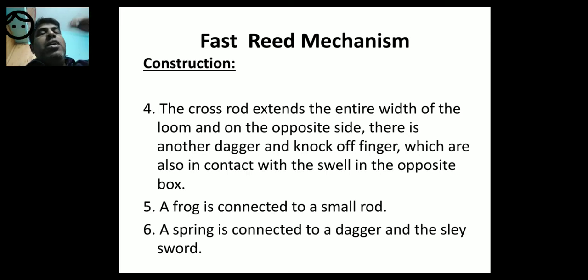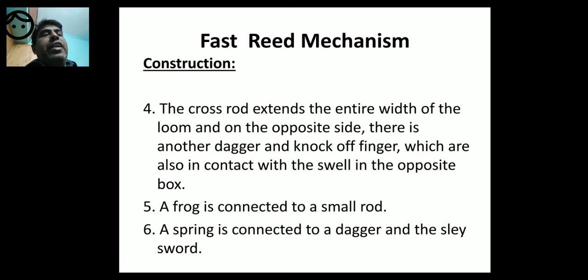So there is a shuttle box on the left hand side and there is a shuttle box on the right hand side, and on the left hand side there is a swell, on the right hand side there is a swell. There is a dagger at the left hand side and right hand side. There is a finger at the left hand side and the right hand side. So this is a similar arrangement, meaning all the parts are there on the opposite side also. Both the left hand side and right hand side of the loom have the similar arrangement.